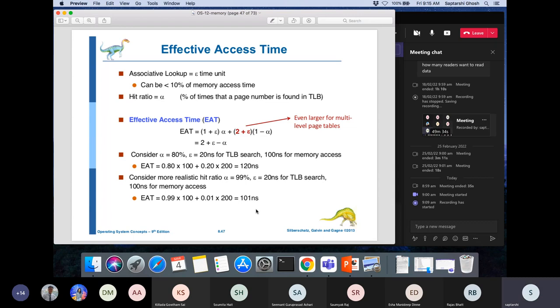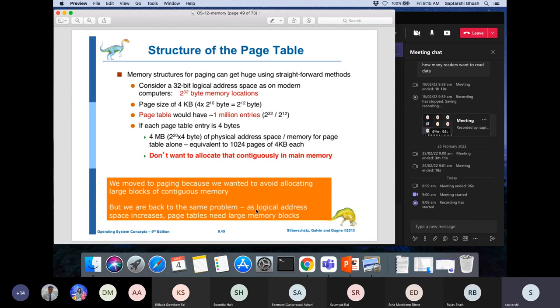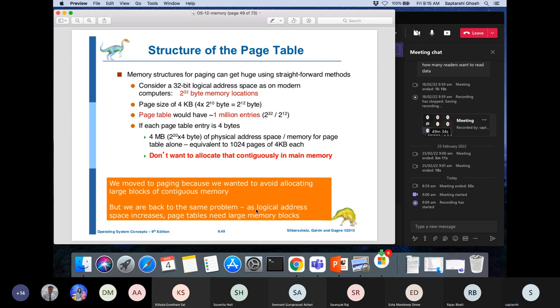So this problem is relatively easy to solve using a TLB. But there is another big problem with keeping page tables in memory. The problem is that page tables have become huge. We just understood with the small numerical yesterday that it is quite possible that page tables have 1 million entries. You can see the numbers here.